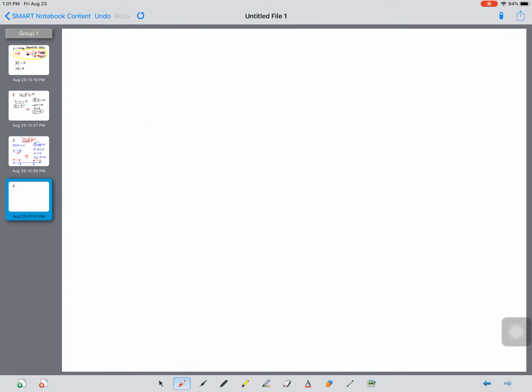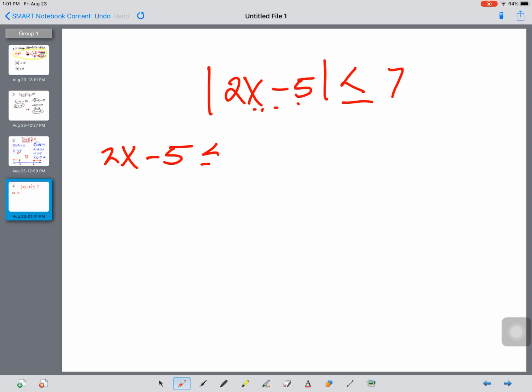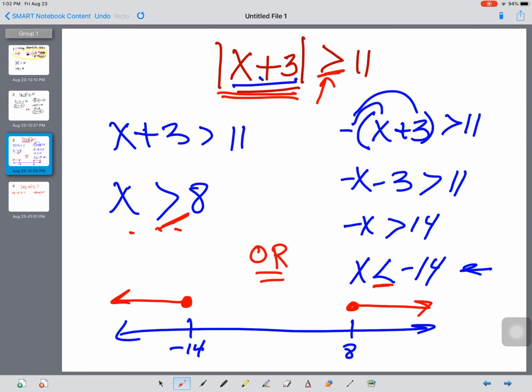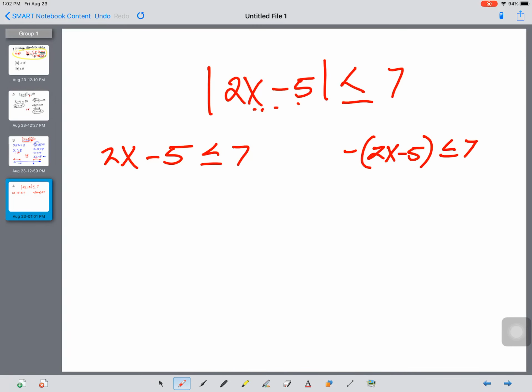So let's try one more. Absolute value of 2x minus 5 is less than or equal to, and let's say 7. So I'm going to let this be positive and I'm going to let this be negative. So I'm going to take 2x minus 5 is less than or equal to 7. And I'm going to take the opposite of 2x minus 5 is less than or equal to 7. Now, a minute ago, back here, this was a greater than symbol. Now I'm dealing with a less than symbol on this problem. And as it turns out, the word that goes in the middle on both of these is the word and. Both of these are going to be true. This one and this one.